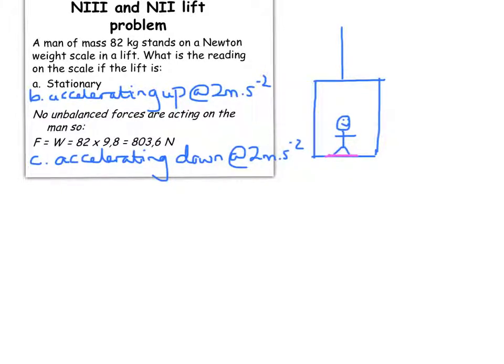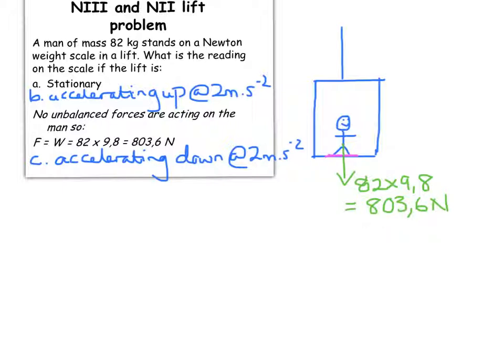This man is standing in a lift, and the lift is doing absolutely nothing. In other words, the lift is stationary. We, I'm sure, can all agree that he might as well be standing on the floor. And if we then want to know what is the reading on a scale that he's standing on, it's a Newton scale, it's going to be 82 kilograms times 9,8, and we're going to land up with 803,6 newtons. In other words, it's exactly what it would be if he wasn't moving at all.